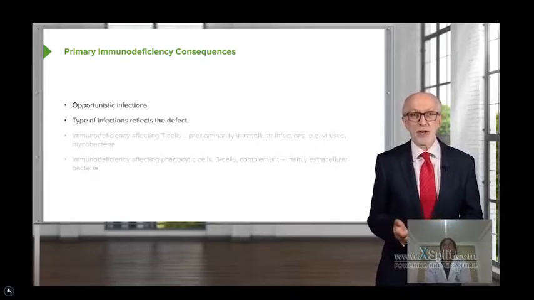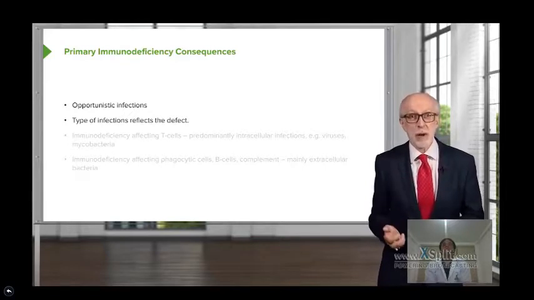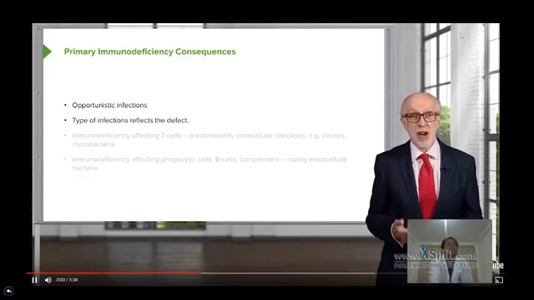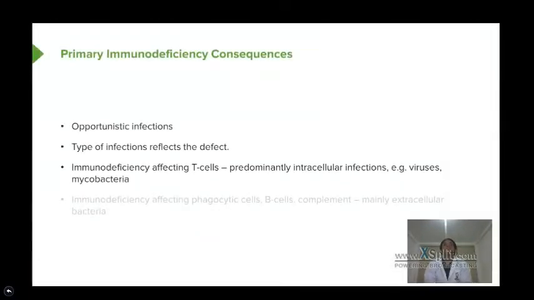The type of infections actually reflects the defect. So a defect in phagocytic cells will result in a different spectrum of infections to, for example, a defect in B lymphocytes. Immunodeficiency affecting T cells results in predominantly intracellular infections, for example, viruses, mycobacteria, and so forth. Whereas immunodeficiency affecting phagocytic cells, B cells, and complement mainly results in extracellular bacteria.